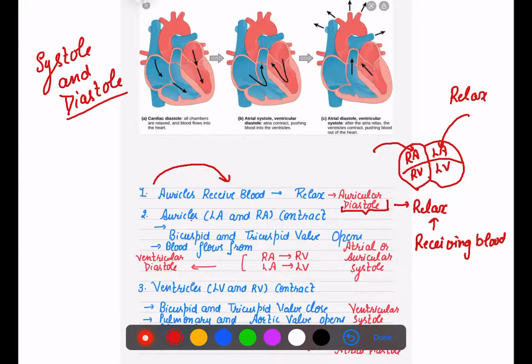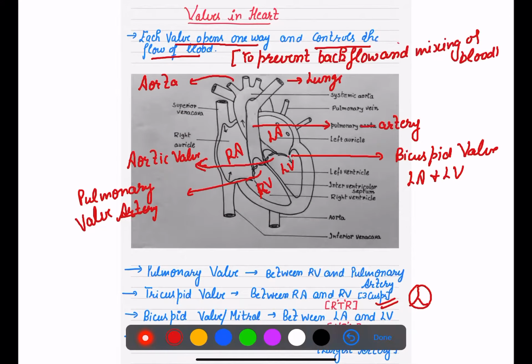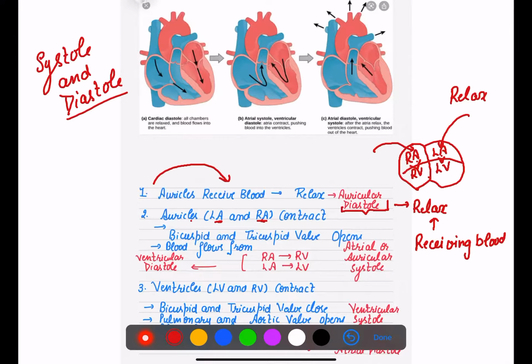Now when auricles contract, meaning left atrium and right atrium contract, then what will be opened? These valves. Here is tricuspid, and here bicuspid valve is present. So these valves will open when auricles contract. This is tricuspid, this is bicuspid valve, and they will open.